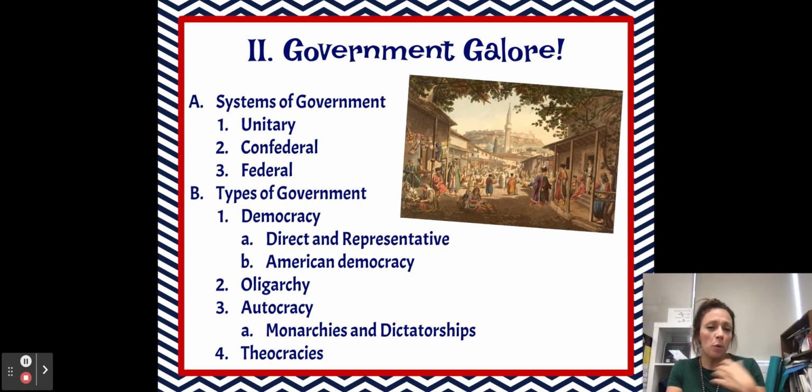And the last type of government, we're not going to spend a whole lot of time on in this class, is a theocracy. In a theocracy, you have kind of a blurred line between religion and government. So religious leaders are sometimes government leaders, and government leaders are sometimes religious leaders. So definitely no separation of church and state there.